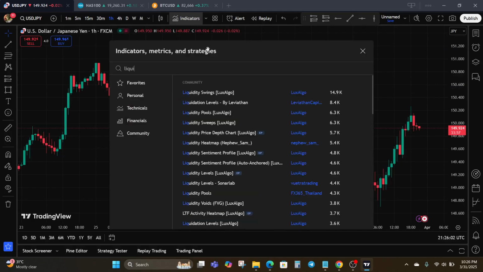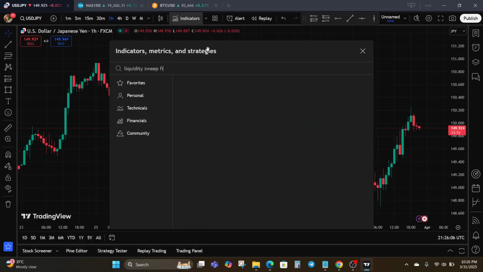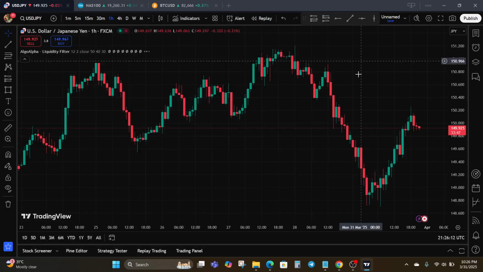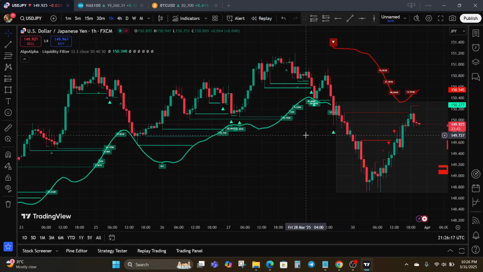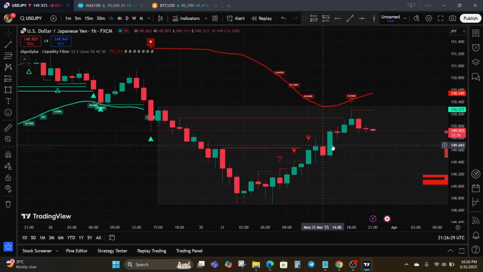Let's just add the indicator to the chart right away. Okay, the liquidity sweep filter indicator. All right, this is how the indicator looks. This is an extremely powerful tool that helps you detect liquidity grabs and stop hunts before they happen.